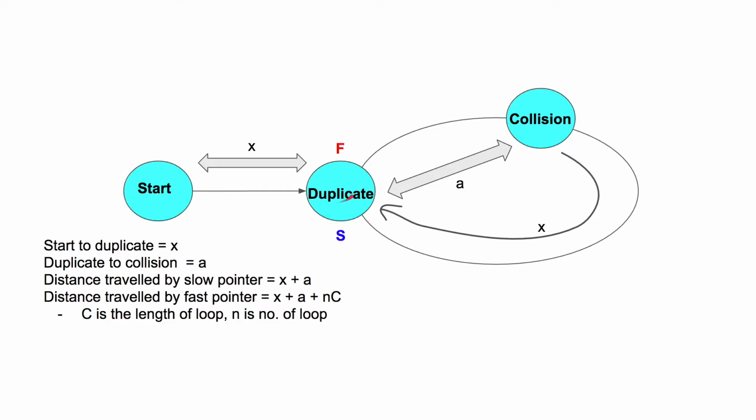Now from this point where the duplicate value lies, the slow pointer has moved this distance, which is a, and from the first collision point it travels x distance. That means overall it has traveled x plus a distance to come at this point again, right? That means total x plus a distance is traversed by the slow pointer to reach this point, right?